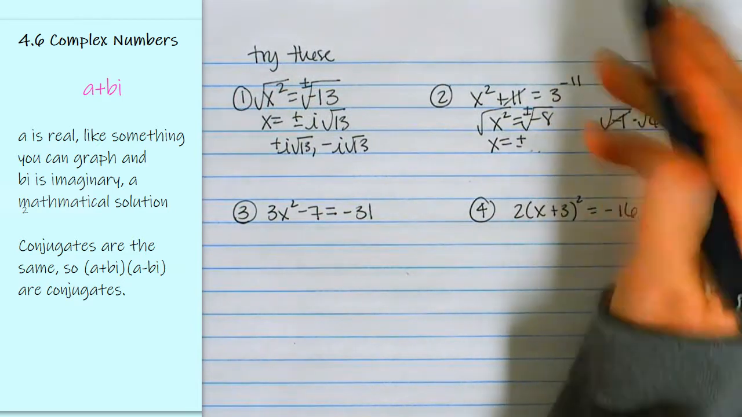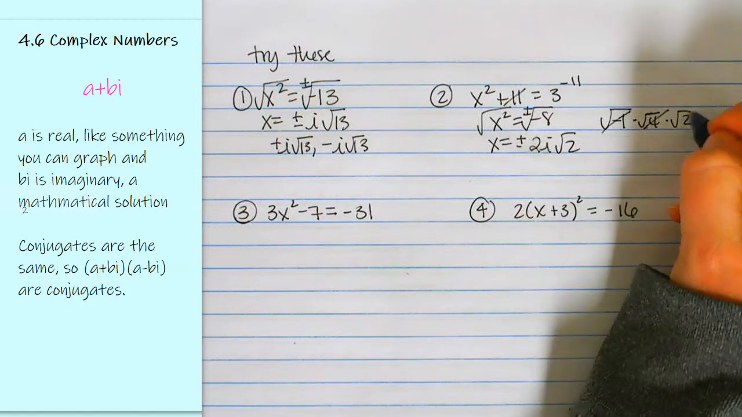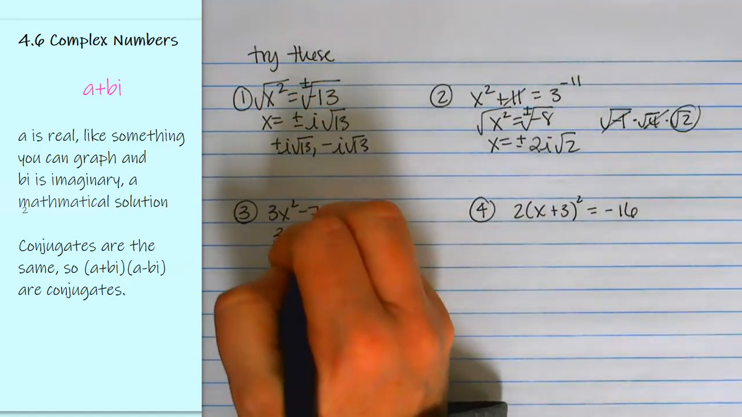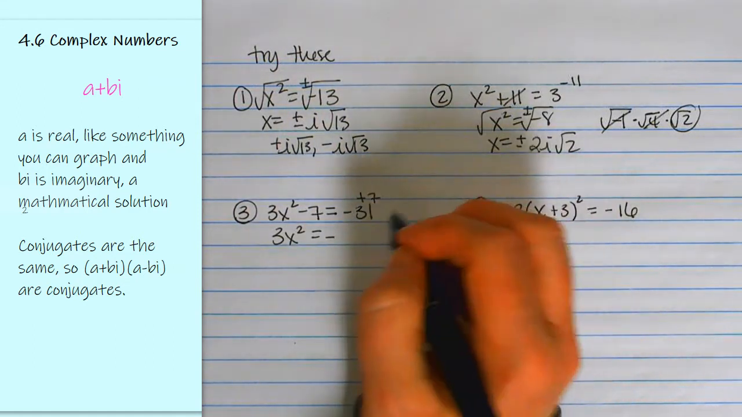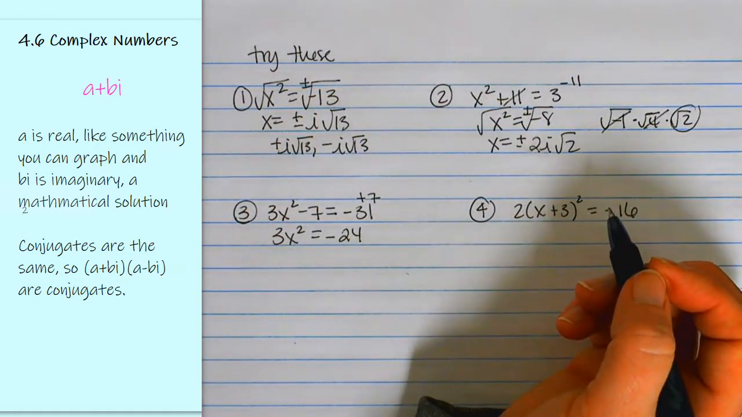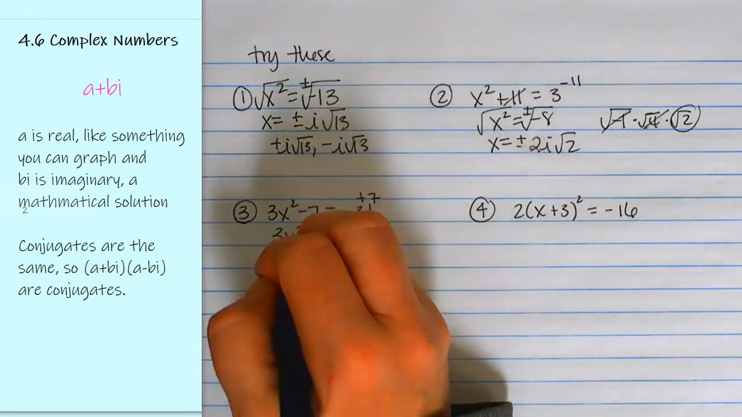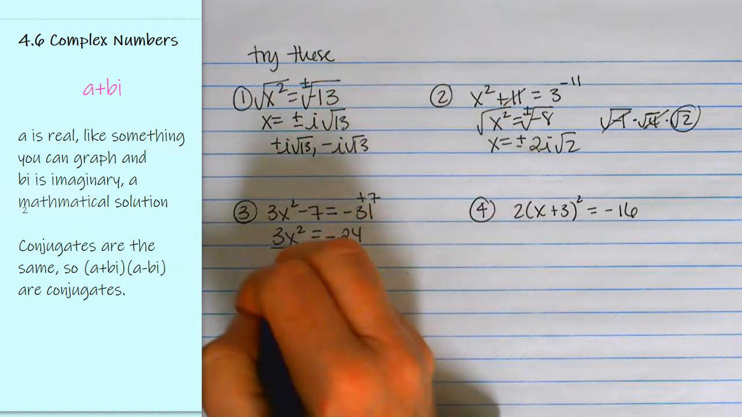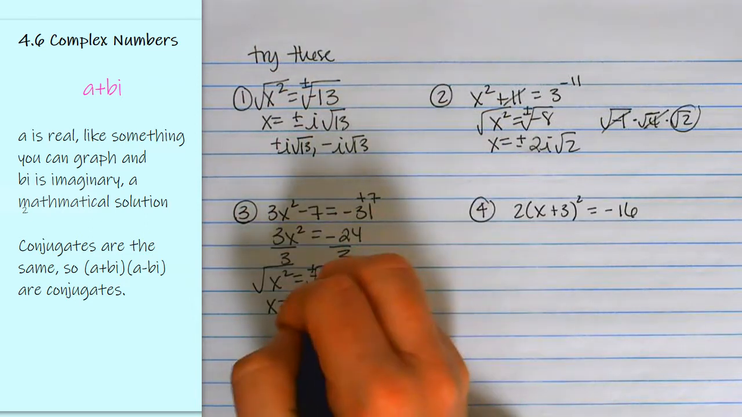Normally we write the coefficient in the front. 2i, that's the 2, and then this square root of 2 has nothing, it stays a square root. Number 3: 3x squared equals, add 7, negative, what's that, 24? So, yeah, divide by 3, x squared equals negative 8, square root, x equals, don't forget the plus or minus.